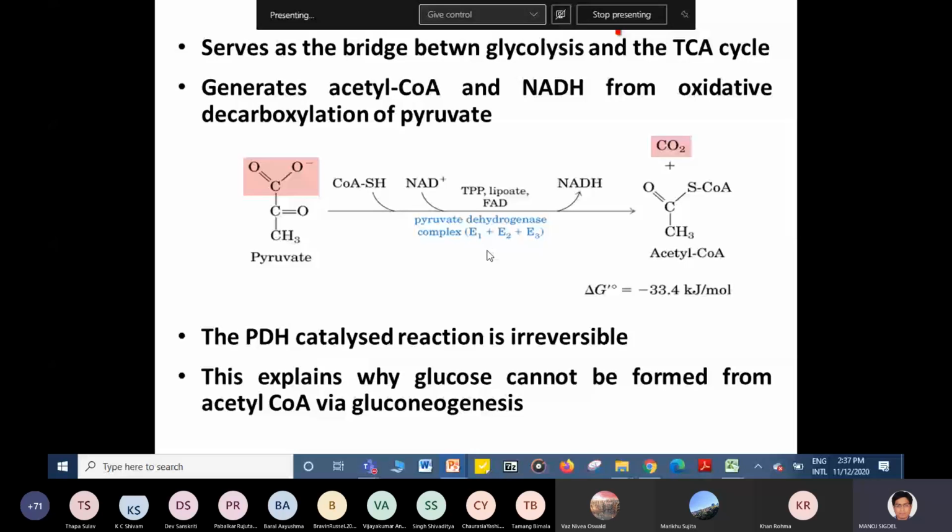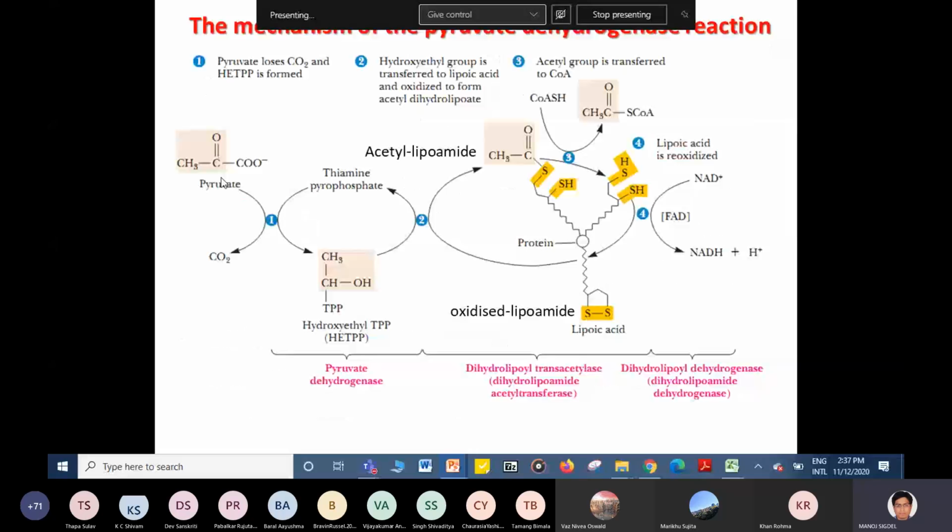Now we have started from here with pyruvate, and what is formed is acetyl CoA. How are they formed? Let's see. We have said this enzyme uses five different cofactors. First one is thiamine pyrophosphate. This thiamine pyrophosphate, first of all, will react with pyruvate, resulting in the formation of hydroxyethyl thiamine pyrophosphate. In this process, one carbon dioxide will be released.